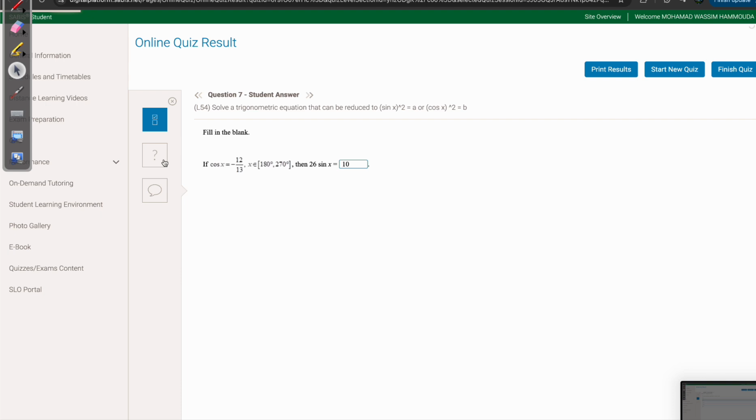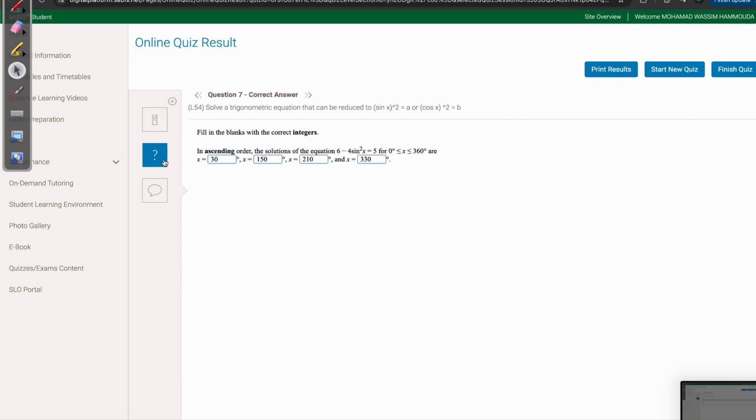Number 7. In ascending order, find the solutions for the equation 6 minus 4 sine squared x is equal to 5. For this question, we're going to take the 5 to the other side. We're going to get 1 minus 4 sine squared x. And then you know what this means, right?